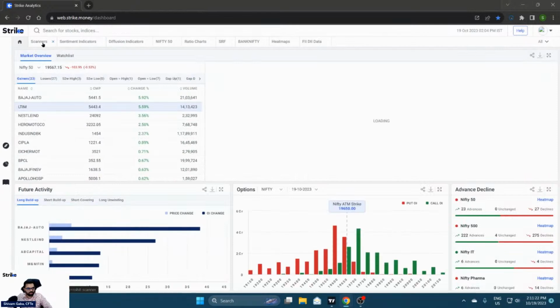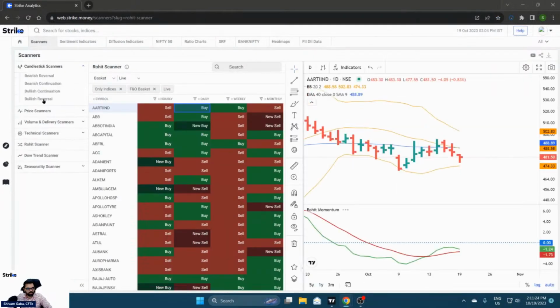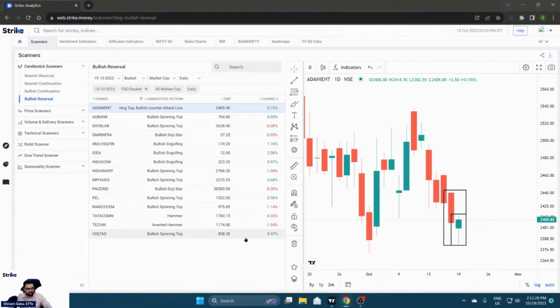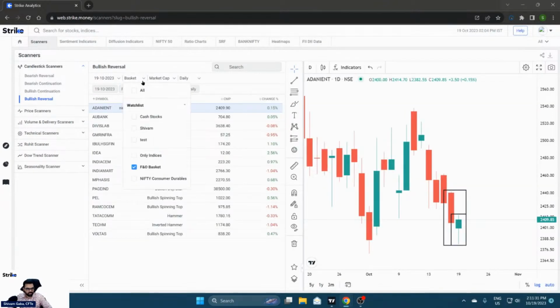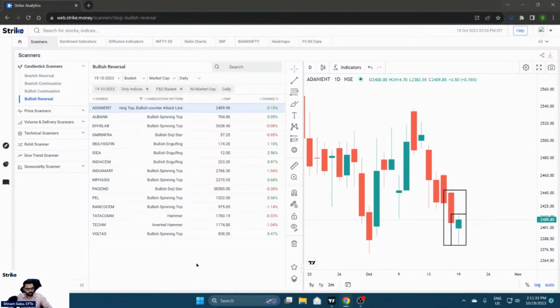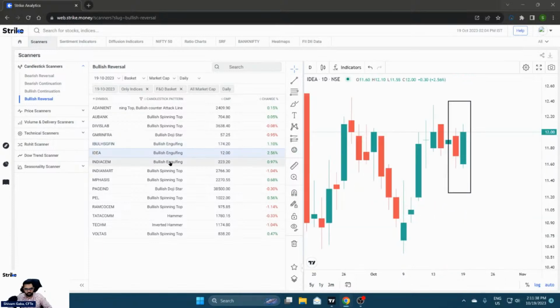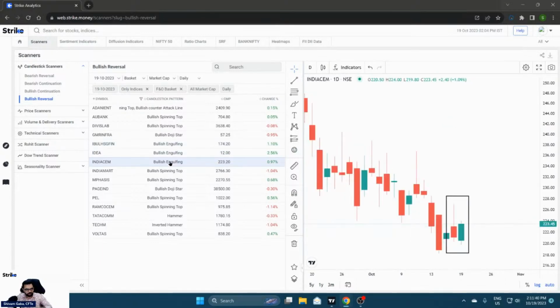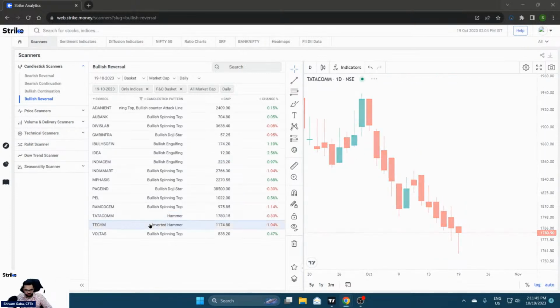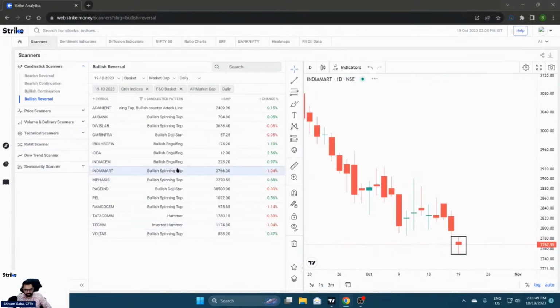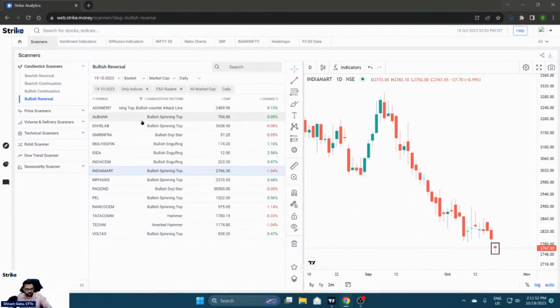So let me go to scanners. Let's see if there are any interesting candlesticks today in any of the index or the FNO basket. So actually seeing a couple of bullish engulfing patterns forming today, and a couple of hammers and inverted hammers as well. These are interesting patterns one can look for. If they are forming at a certain juncture, that could mean something.